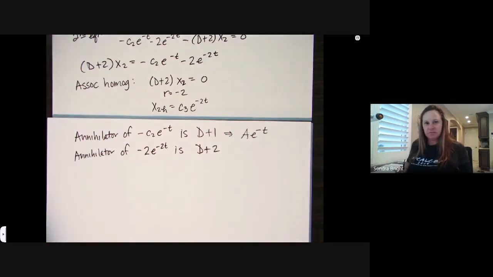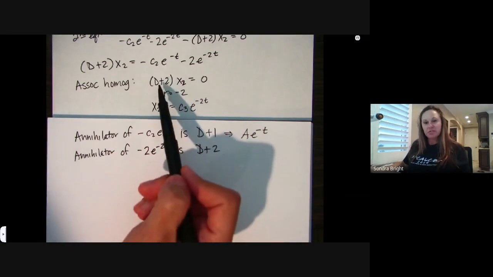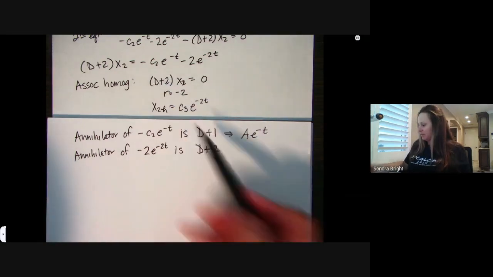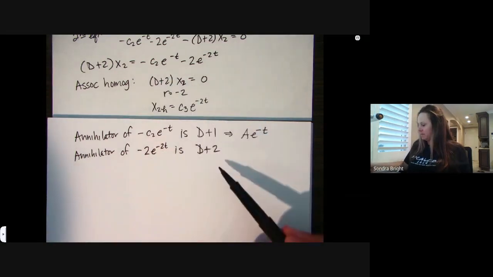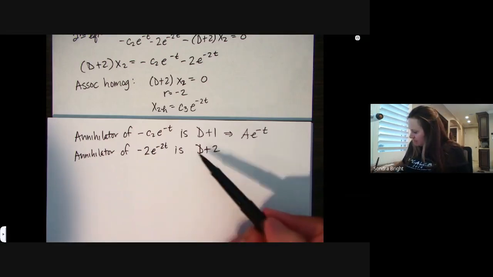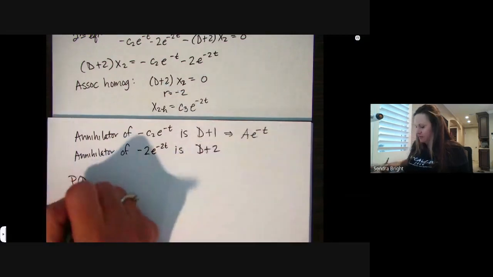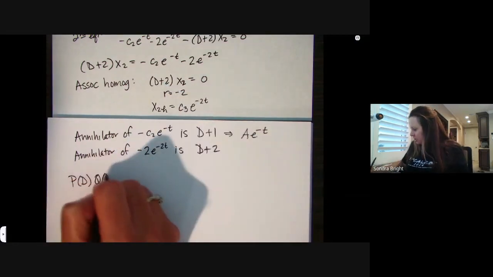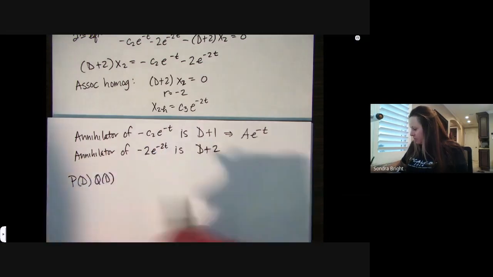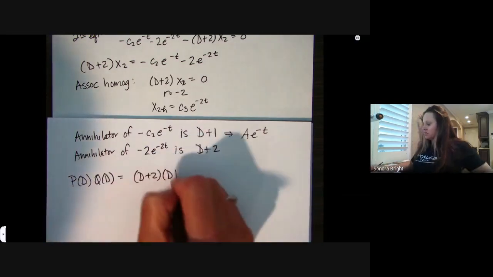Uh-oh. D plus 2, D plus 2. Do you see that it's got a repeated root from the particular and the homogeneous? So that means that this composition of P of D on Q of D is actually a D plus 2 and another D plus 2 and a D plus 1, which means you've got repeats.